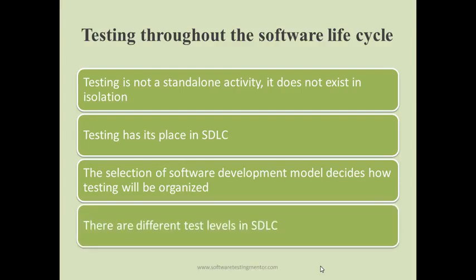Then there are different test levels in SDLC. So in software development lifecycle, there are different test levels. The first test level you can say is unit testing, which is mostly done by the developers. So they do the coding and then they write unit tests for the code that they have developed, whether those smaller chunks, smaller modules are working fine or not. Then you have integration testing, then you have system testing, and then you have user acceptance testing. So we'll cover all these test levels in detail in further sessions.